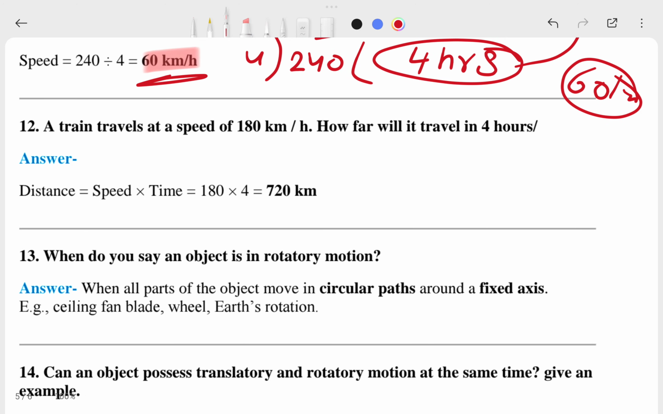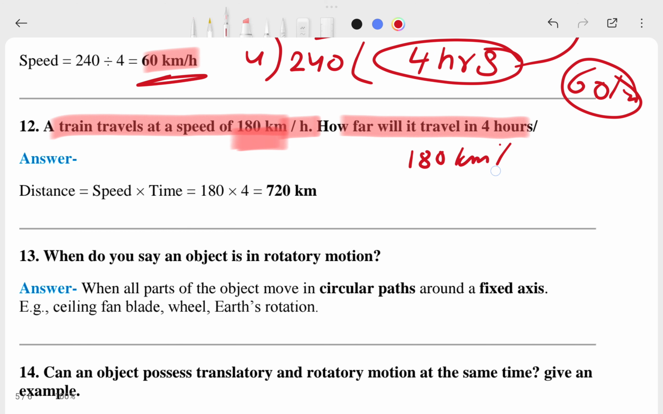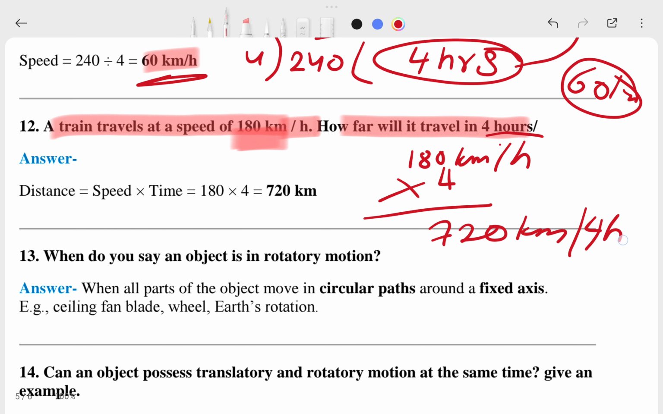Right, so this is the 12th question. A train travels at a speed of 80 kilometers per hour. How far will it travel in 4 hours? So this is a multiplication question. It is asking how many kilometers the train goes. 80 kilometers in 1 hour. So in 4 hours how many kilometers does it go? Directly multiply. When you multiply, simply in the 4 hours, 320 kilometers the train will go. Simple. These are the questions.